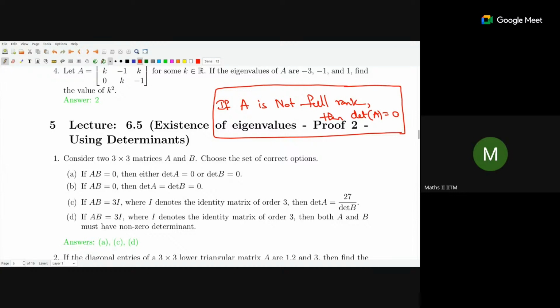Anything else? Yeah, I think Satyam, if at all you are unable to understand change of basis, you will do it on Friday. Okay, sir.